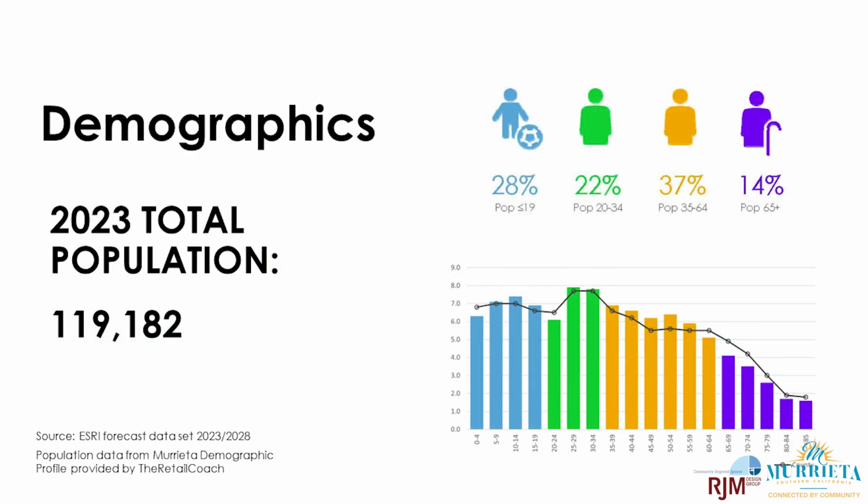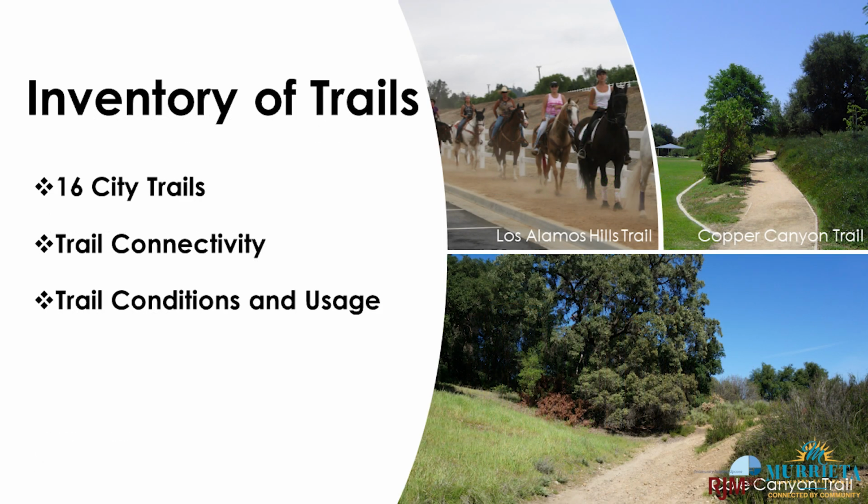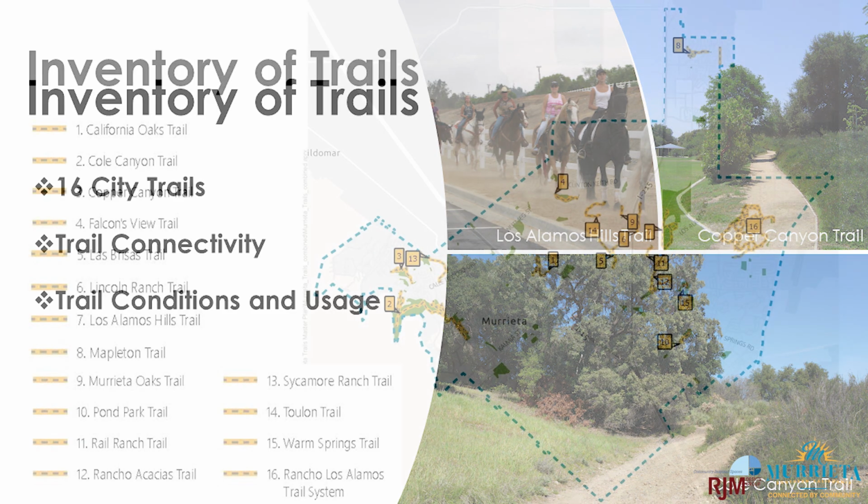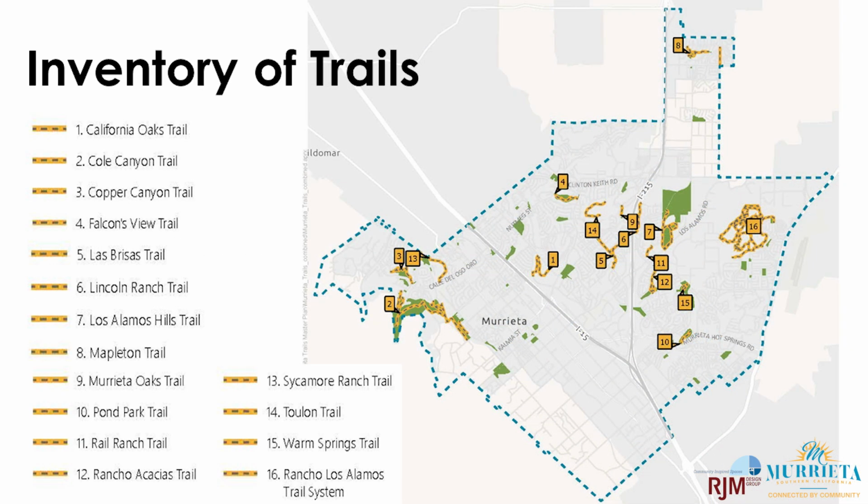We also look at the demographics for the region. In 2023, the Murrieta total population was just over 119,000 people. We also look at the age ranges of those people and the different breakdowns, and how might those ages recreate differently on trails. As we develop the trail inventory, we'll look at their geographic location, where they are across the city, where their connectivity is, where potential connectivity is, as well as the trail conditions and usage patterns by the community. You can see here that there are a number of trails scattered throughout the community and the region alike.